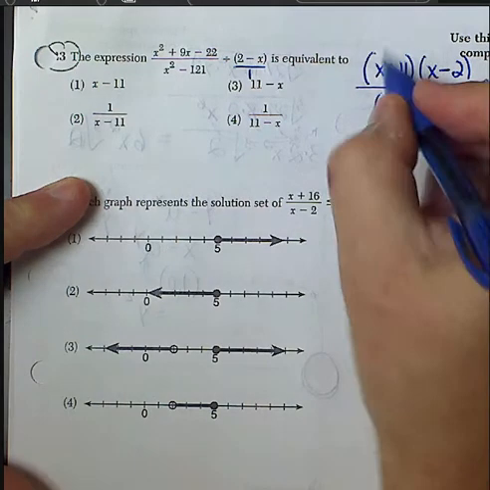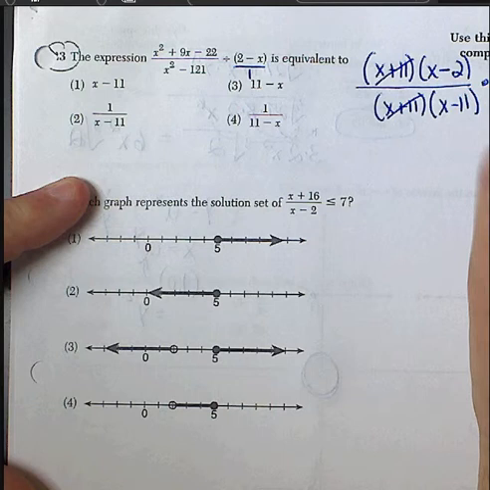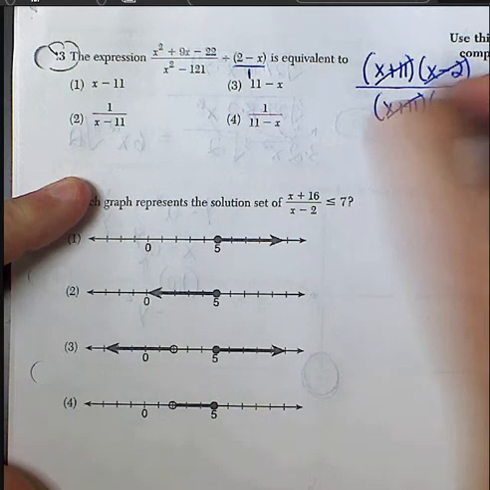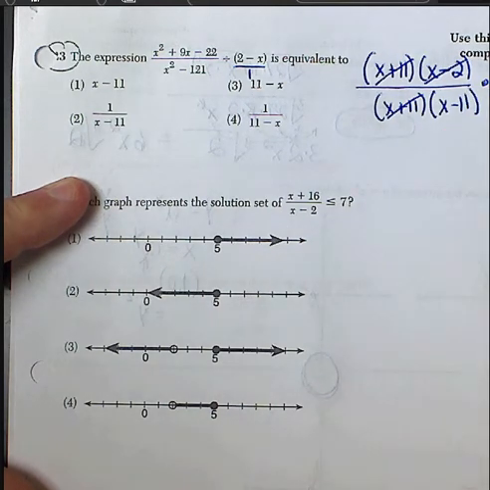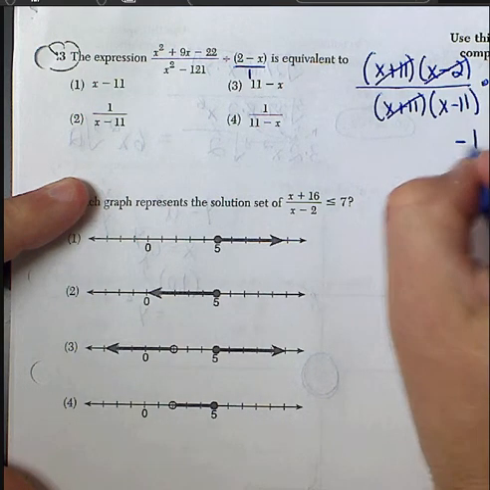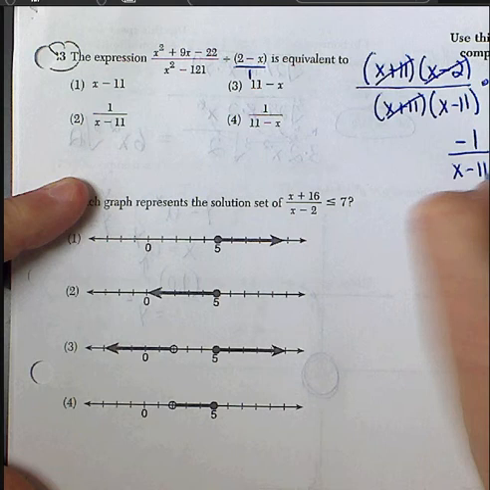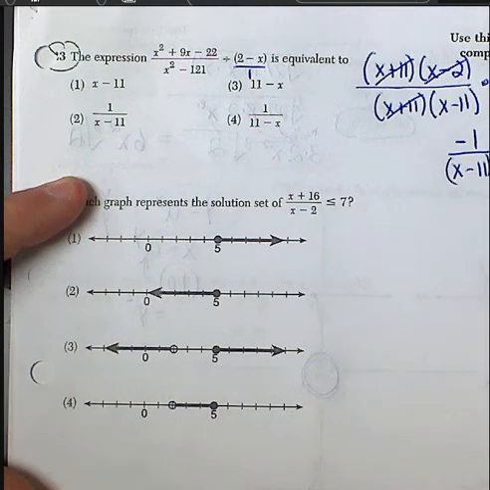And then I can start canceling. These guys are going to go away. This 2 minus x and that x minus 2 is going to go away. Remember, that's the thing that produces that negative 1. When I multiply everything at the top, all I have is a negative 1. When I write down what's left at the bottom, I have x minus 11.